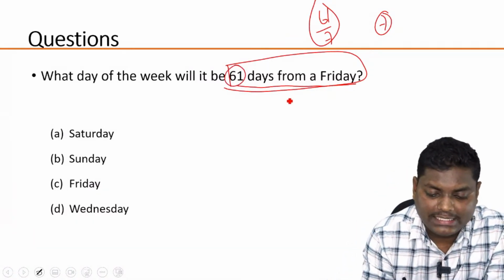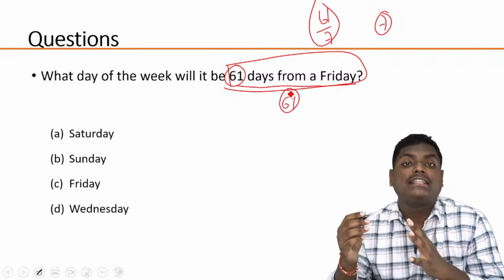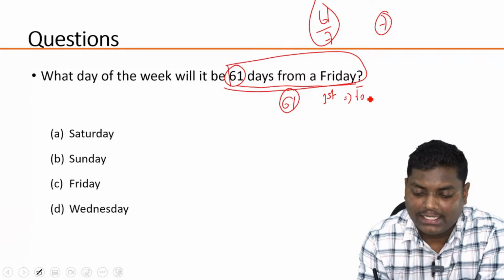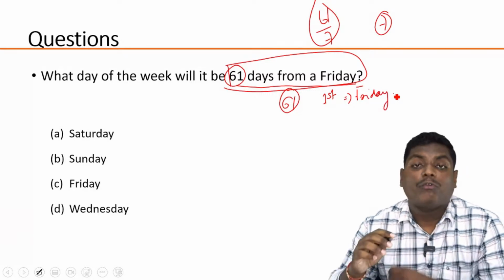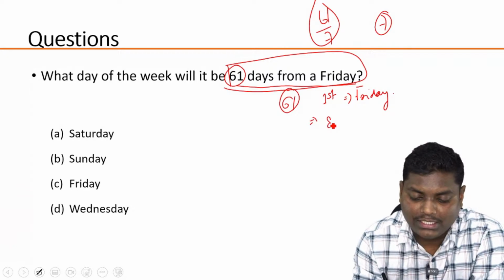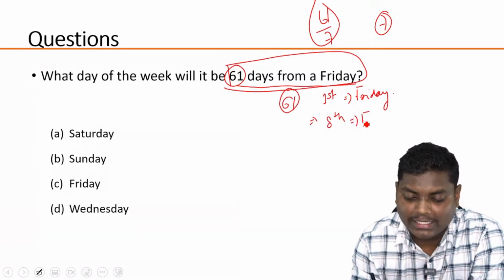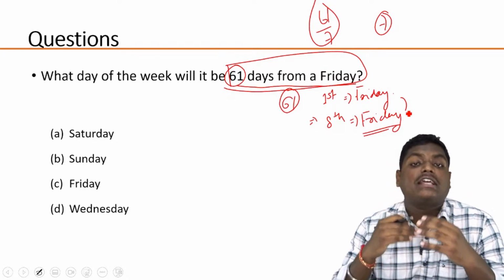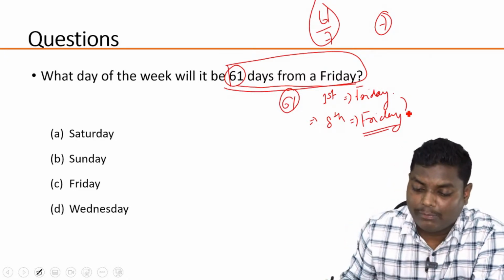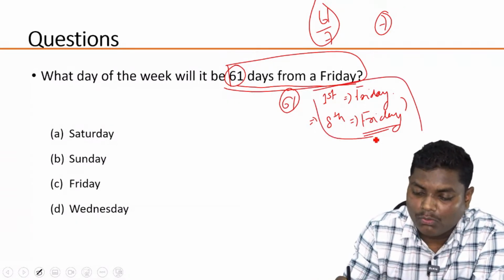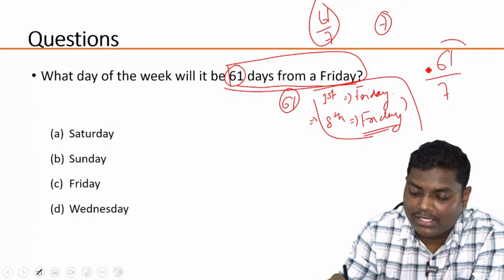Now 61 days is given to us. What is the thing that we know? Let's start with the first day. If the first day is Friday, we know after 7 days, if we add 7 to it, then on the 8th day we will again be getting a Friday. So basically in an interval of 7 days, we'll be getting the same day back. So we can take the 61 and divide it by 7.